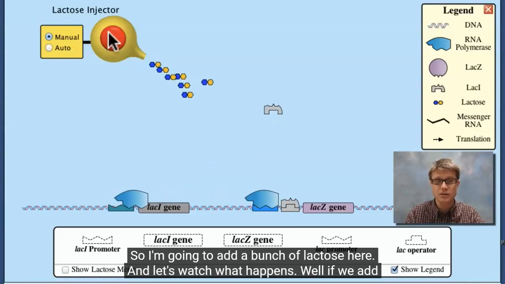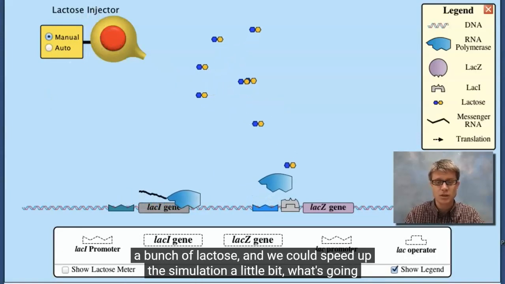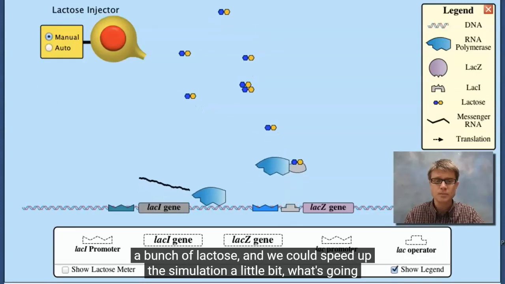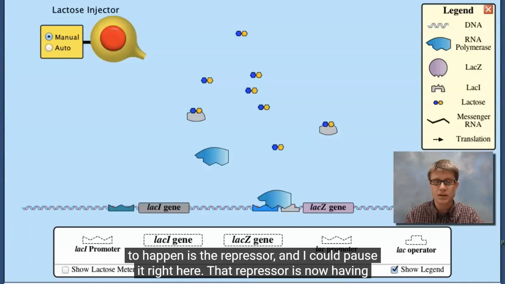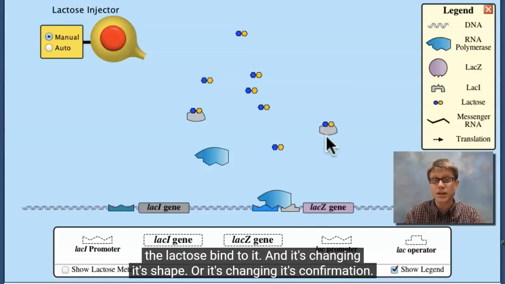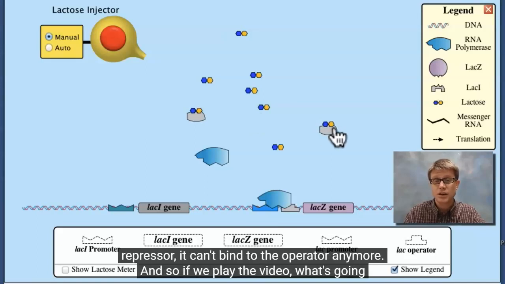So I'm going to add a bunch of lactose here, and let's watch what happens. Well, if we add a bunch of lactose, and we could speed up the simulation a little bit, what's going to happen is the repressor, and I could pause it right here, that repressor now has the lactose binding to it, and it's changing its shape, or changing its conformation. Once the lactose binds to the repressor, and you can see it's happened in two cases, it can't bind to the operator anymore.